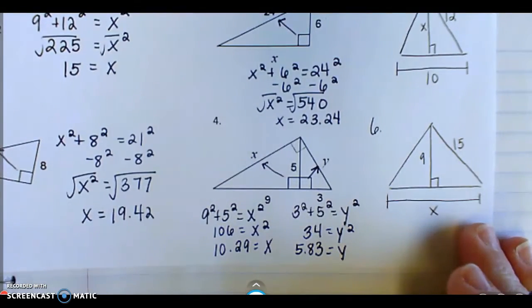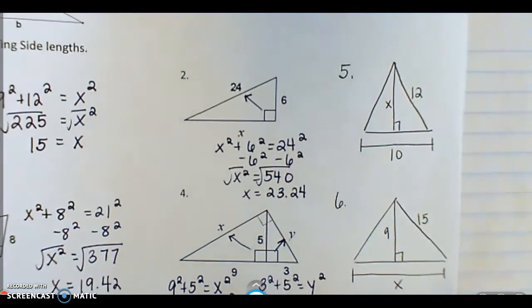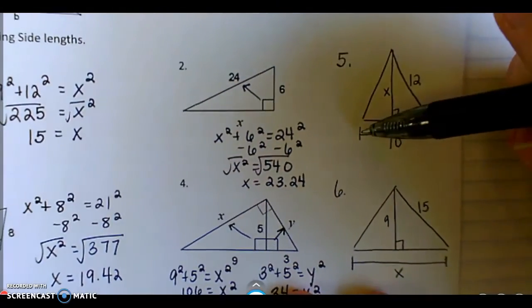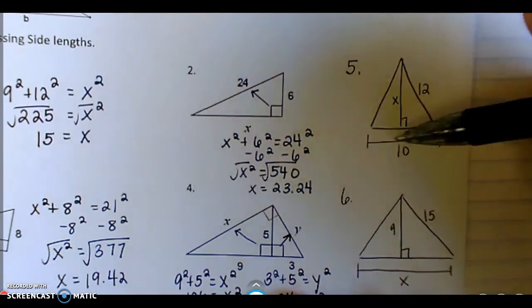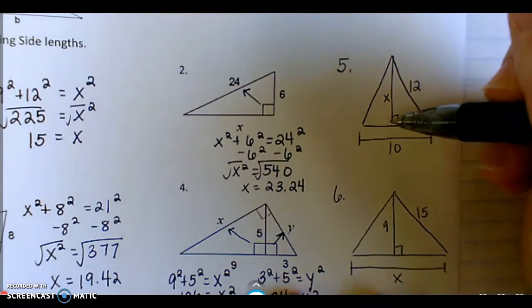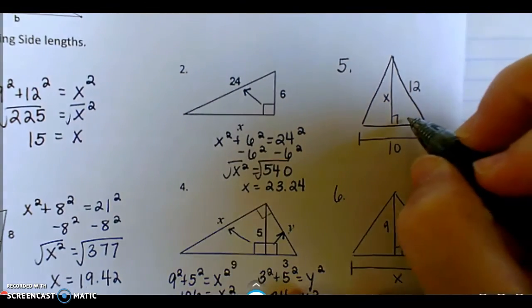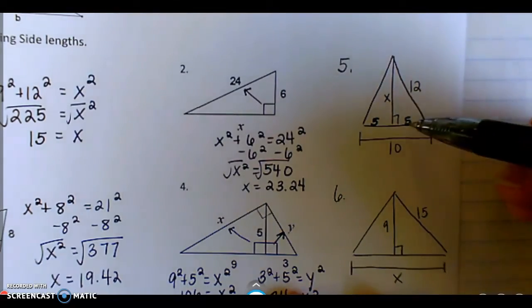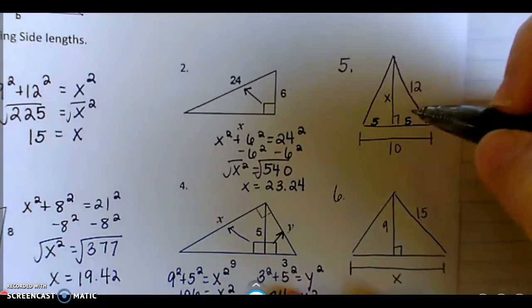Alright, number 5 and number 6. So just so you recognize what's going on in this problem, notice that it tells me that this whole side is 10. So that means that each part of the sides here are 5. And once I recognize that, I can do Pythagorean theorem with this part of the triangle.